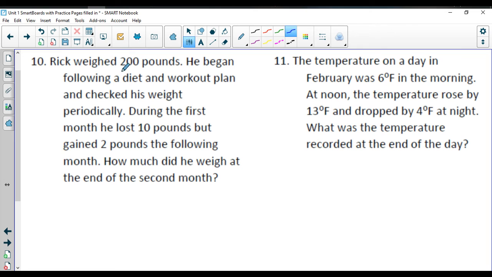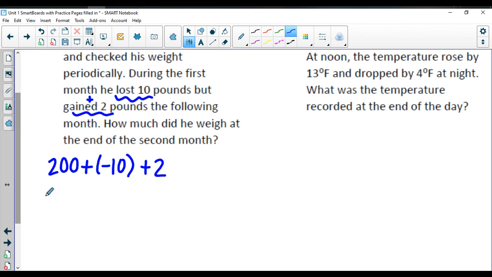Last 2 examples that you have here are word problems similar to what we did in class. So Rick weighed 200 pounds, so that's his starting spot. He began following a diet and workout plan and checked his weight periodically. During the first month, he lost 10 pounds, so that's going to be a negative 10 for us. But he gained 2 pounds the following month. How much did he weigh at the end of the second month? So if we have 200, we lose the 10, that's going to take us to 190. And then we add those extra 2 pounds on, so we have 192.